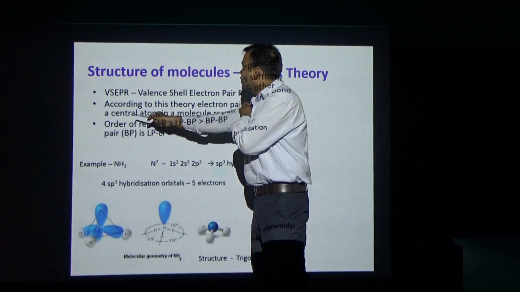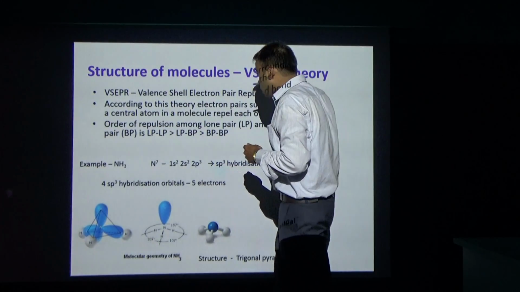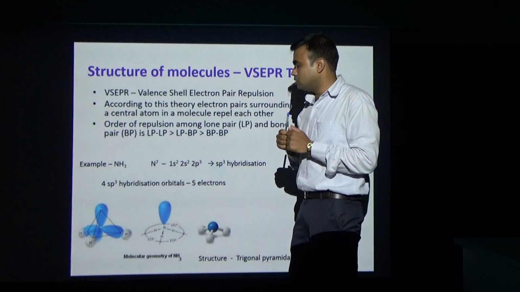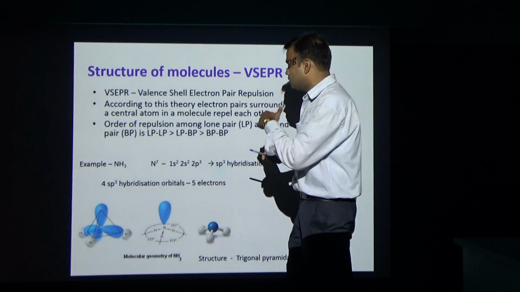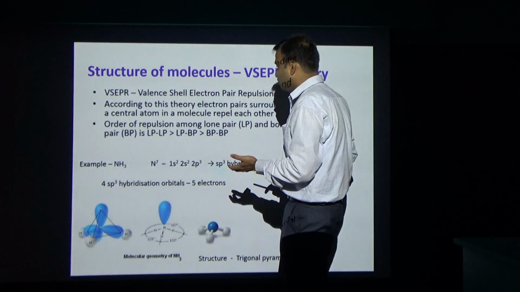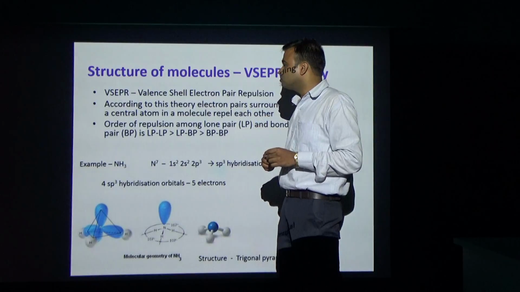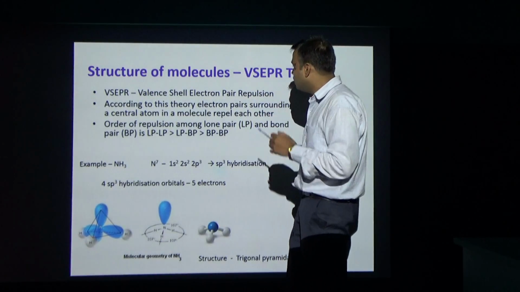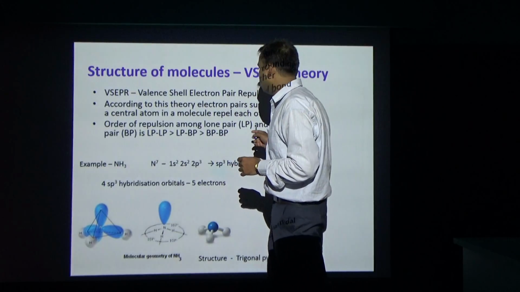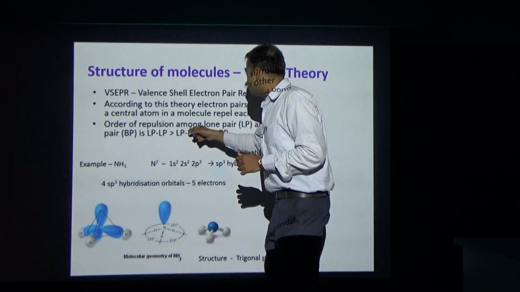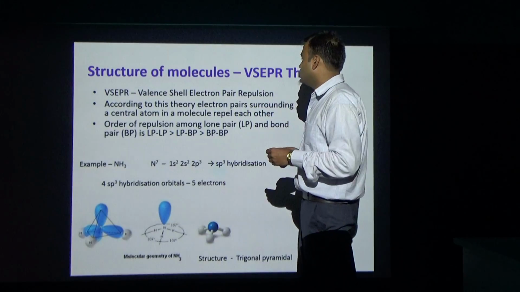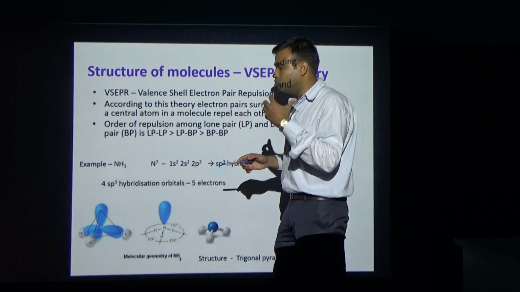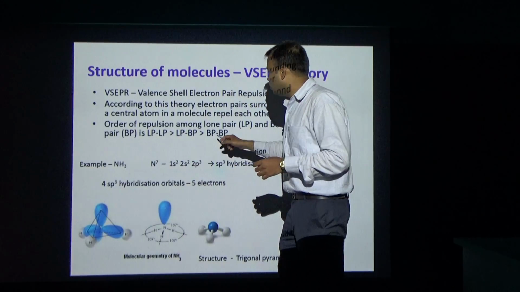According to this theory, electron pairs surrounding a central atom repel each other. That means, if you see the example of methane, the bond pairs of all the C-H bonds will repel each other. And the order of repulsion among the lone pairs and bond pairs will be like this: lone pair-lone pair repulsion is more than lone pair-bond pair, which is more than bond pair-bond pair.